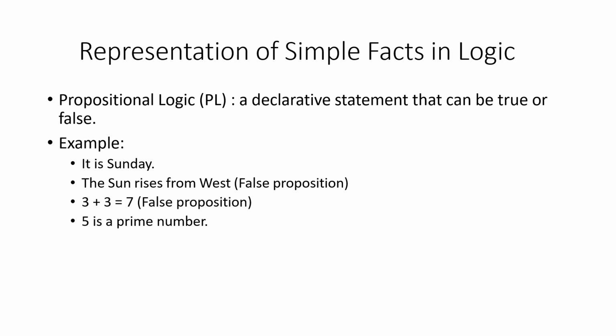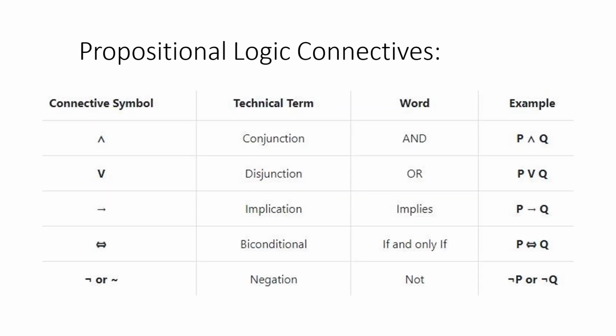Then the third example is 3 plus 3 is equal to 7. That is also a false proposition. This is mathematically wrong, but it is still a proposition because it is clearly false. Then the fourth example is 5 is a prime number. This is a true statement, so it is a proposition. So we can say that any sentence that can be judged as true or false is called a proposition. Propositional logic studies declarative sentences that can have a definite truth value, that is either true or false.